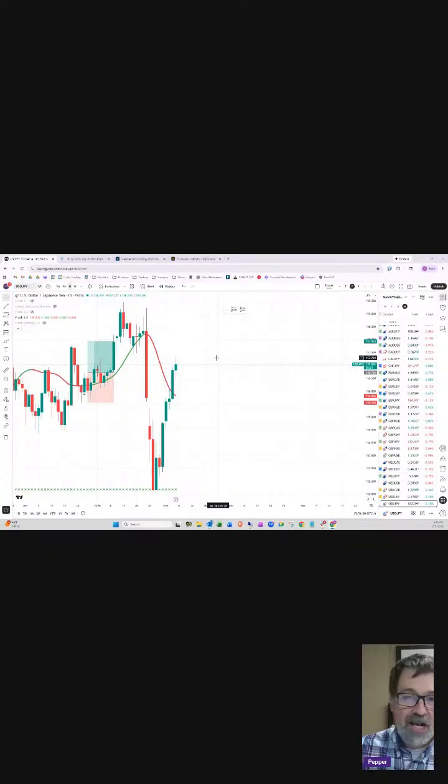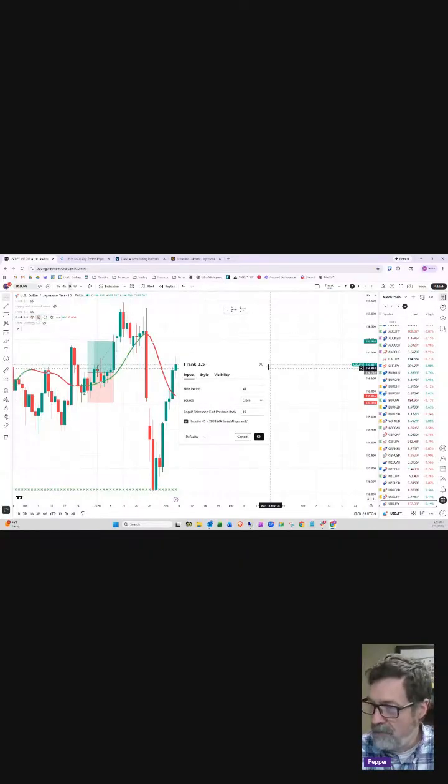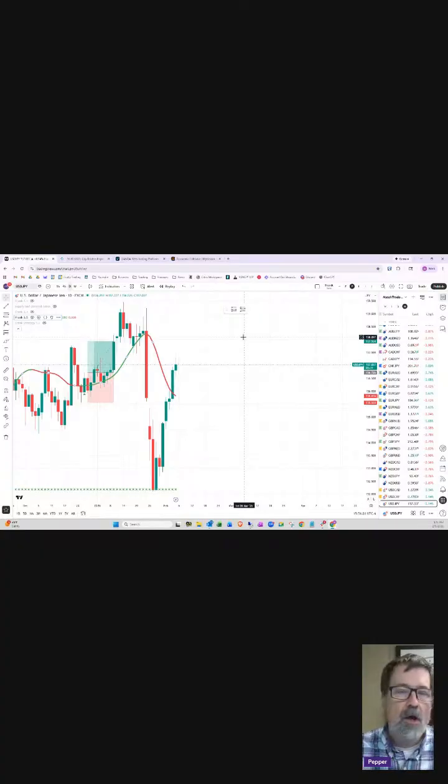I call it Frank now, and it's simply a strategy. You can go to ChatGPT and tell ChatGPT what you want from a TradingView indicator, and it will write the code for you. So here's what it does. This is a Hull moving average set to 45. This is a 45 period Hull moving average, and it's looking for engulfing candles.